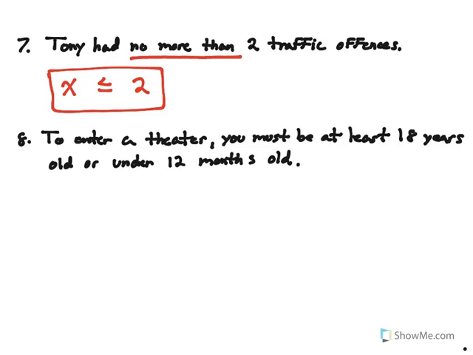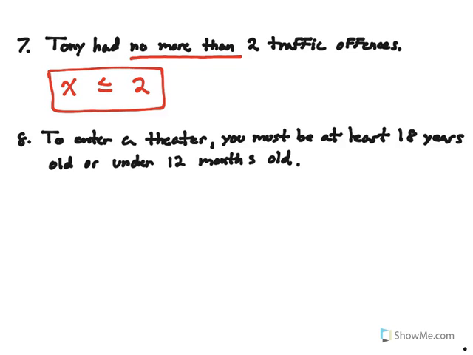Okay, so this is just an example. To enter a theater, you must be at least 18 years old or under 12 months old. Okay, so how would you express this as an inequality? Well, you actually have two quantities here.